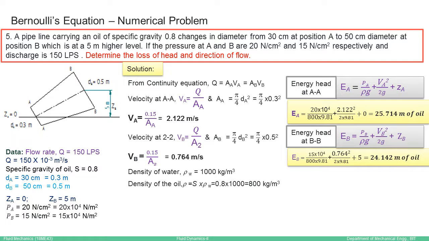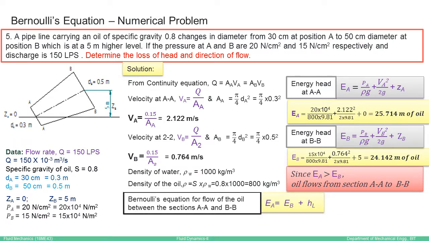24.142 meter of oil. Clearly EA is greater than EB, and it is discussed earlier also that in the direction of fluid flow, the energy will be decreasing because of the losses, and that decrease in energy will be equal to the energy loss. So we'll make use of that idea to find out the flow direction. So since EA is greater than EB, definitely the flow is from section AA to section BB.